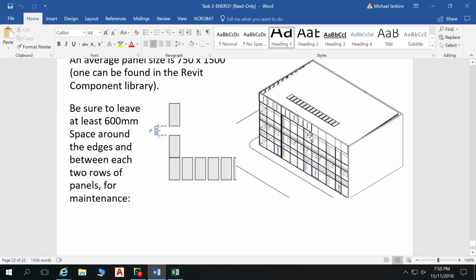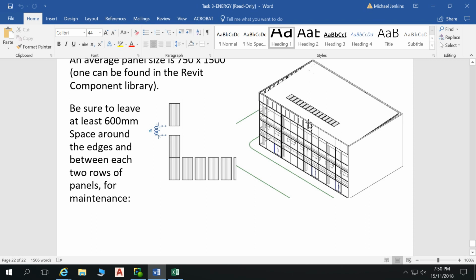But you might arrange a whole lot in this fashion, but then you might arrange some in a different way as well, because you can do that. That gets a bit complex for the installers because they're running rails this way and then they're running some rails this way. But yeah, let them do that. It's about how many panels you can fit on the roof.